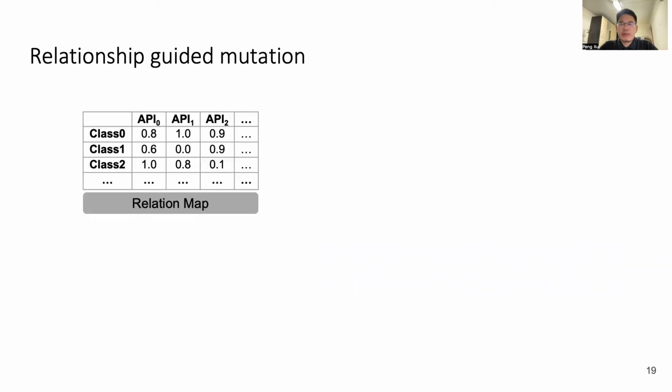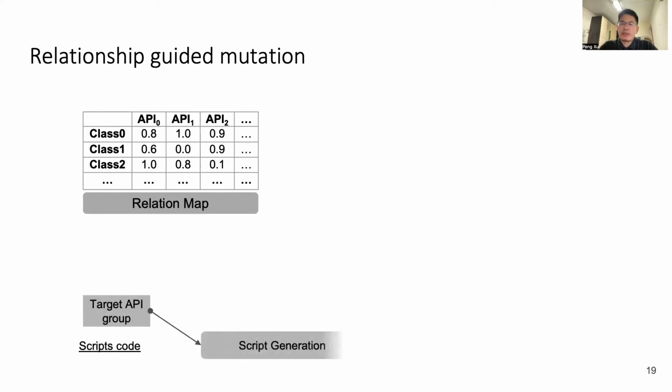In the second part of our solution, we have got the relationship map between object classes and scripting API. In this part, we will utilize the relation map to get a mutation. First of all, we determine target API group, and then we take a traditional method to generate a script code.